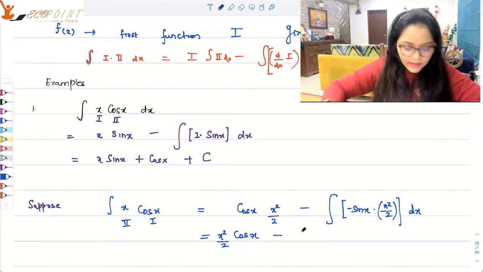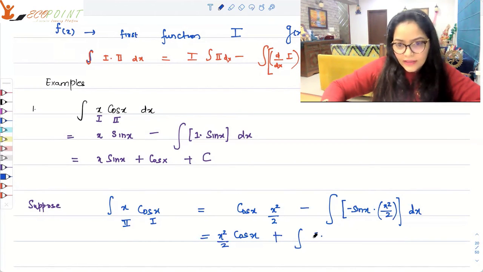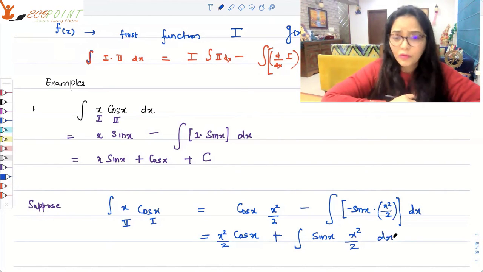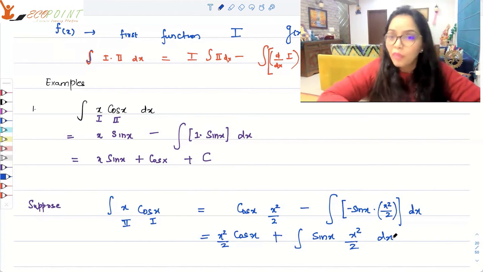In other words, we would have got cos x times x square by 2 plus the integral of sin x times x square by 2. Do you think we would be able to find a solution like this? No, we will actually just complicate our situation. So with this example, I just wanted to tell you that it's very important to choose your first and second function correctly.